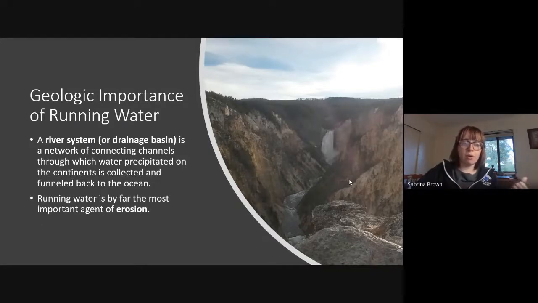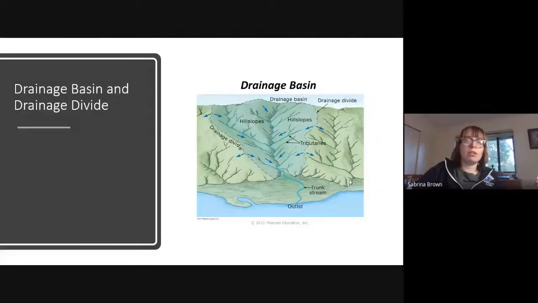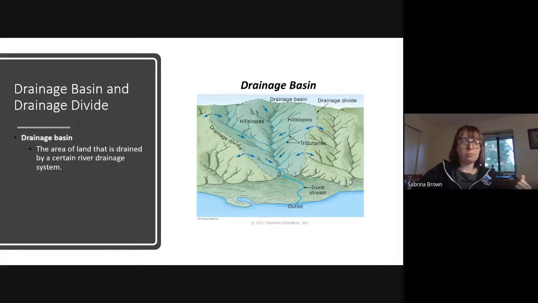And as I mentioned, running water is by far the most important erosion agent. So when we're thinking about creating sediments and moving nutrients around the Earth's surface, running water is by far the most important agent that moves those around the Earth's surface.